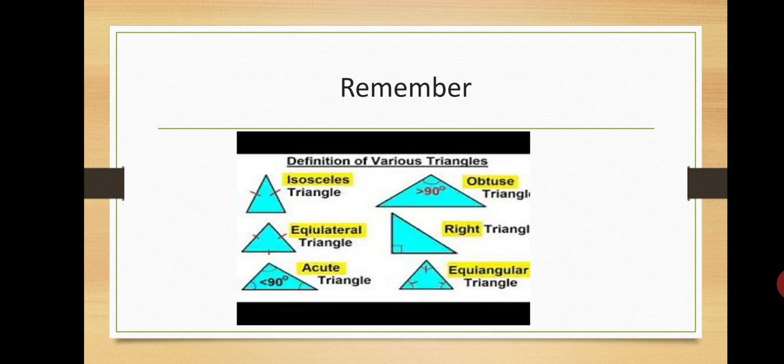Remember, just revise all the things. Isosceles, two sides are equal. Obtuse triangle, one angle is more than 90 degrees. Equilateral triangle, all the sides are equal. Right triangle, one angle is 90 degrees. Acute triangle, all the angles are less than 90. And equiangular triangle means all the angles are equal. It's the same as your equilateral triangle.